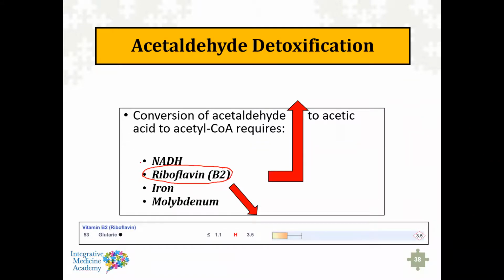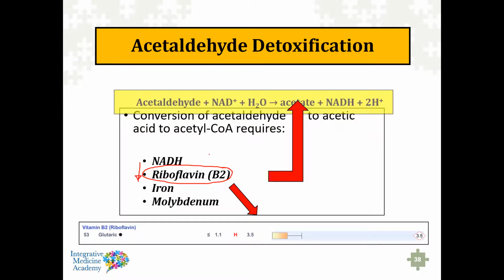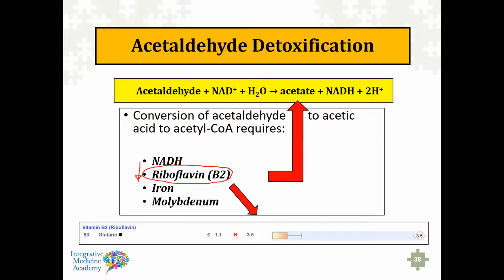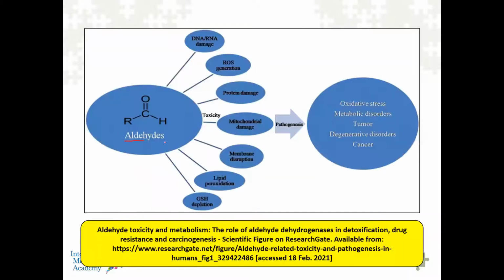There's many cofactors that are involved in its conversion, including riboflavin. So if we have a riboflavin deficiency, it's not to say in total, but it could contribute to an elevation of glutaric acid on the OAT test because it's needed by the enzyme that converts acetaldehyde to acetic acid. We do not want acetaldehyde hanging around. Many aldehydes, these chemicals that contain a carbon, a double bonded oxygen, and a hydrogen, that's an aldehyde, are stressful metabolically in our body.